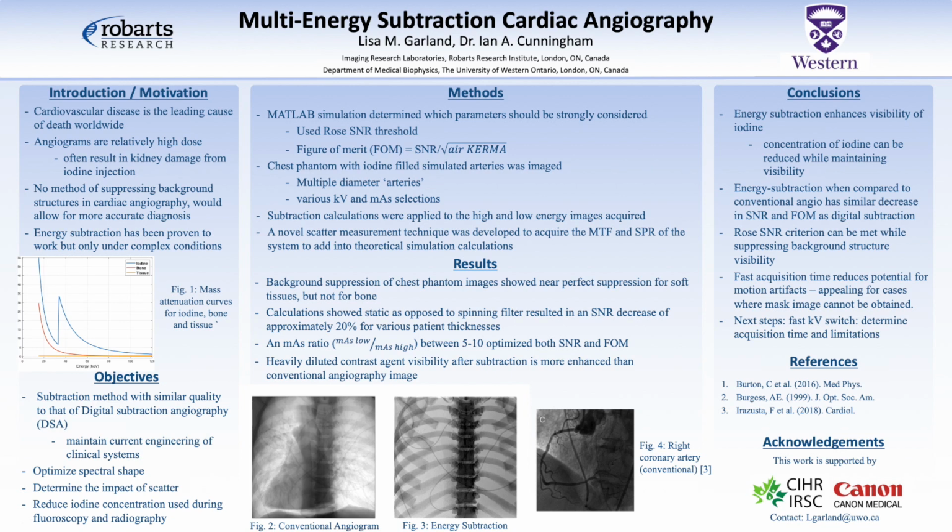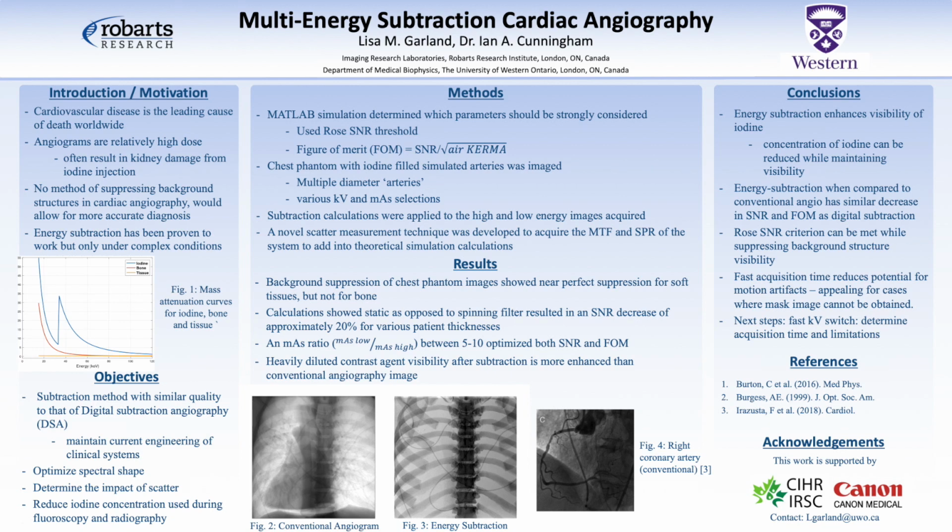The two metrics that we optimized for were SNR and the SNR per square root air kerma, which I'll refer to as the figure of merit, or FOM. I imaged a chest phantom on our Canon Alphenix angiography system that we have here at Robarts and overlaid a latex tube filled with diluted iodine contrast.